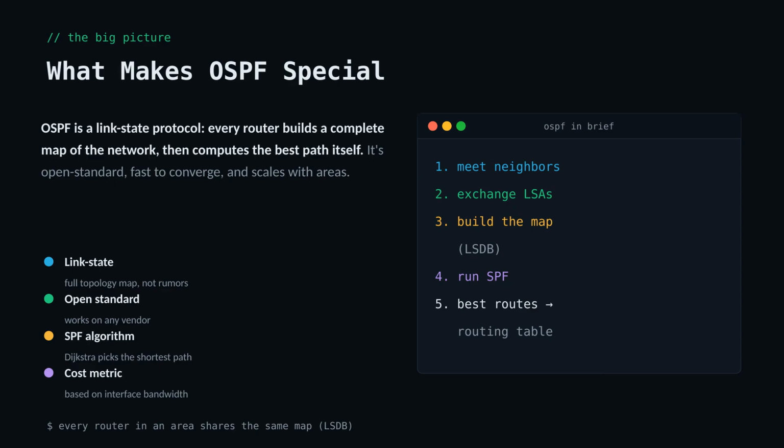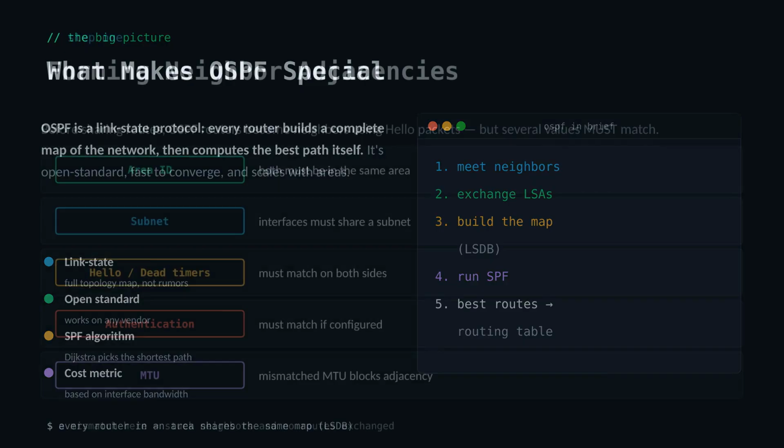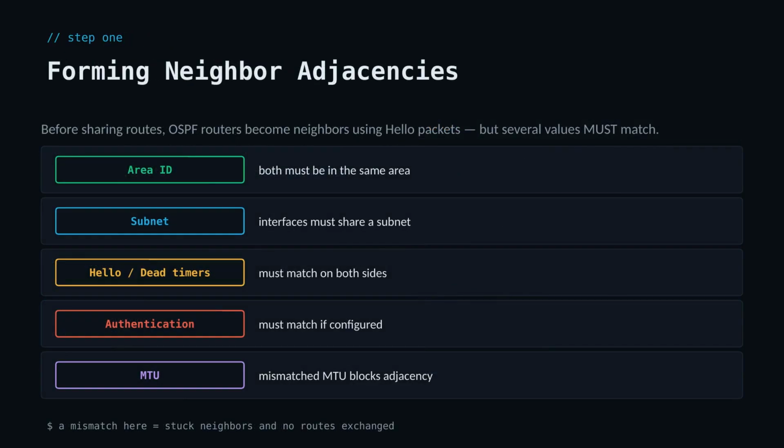At its core, it's a link state protocol, meaning every router builds a complete map of the network, called the LSDB, and then runs the Dijkstra algorithm to compute the shortest path on its own. It's an open standard, so it works across any vendor, it converges quickly, and its cost metric is based on interface bandwidth. The flow is straightforward. Meet your neighbors, exchange link state advertisements, build the map, run SPF, and install the best routes into the routing table. So let's start at the beginning of that flow, meeting the neighbors.